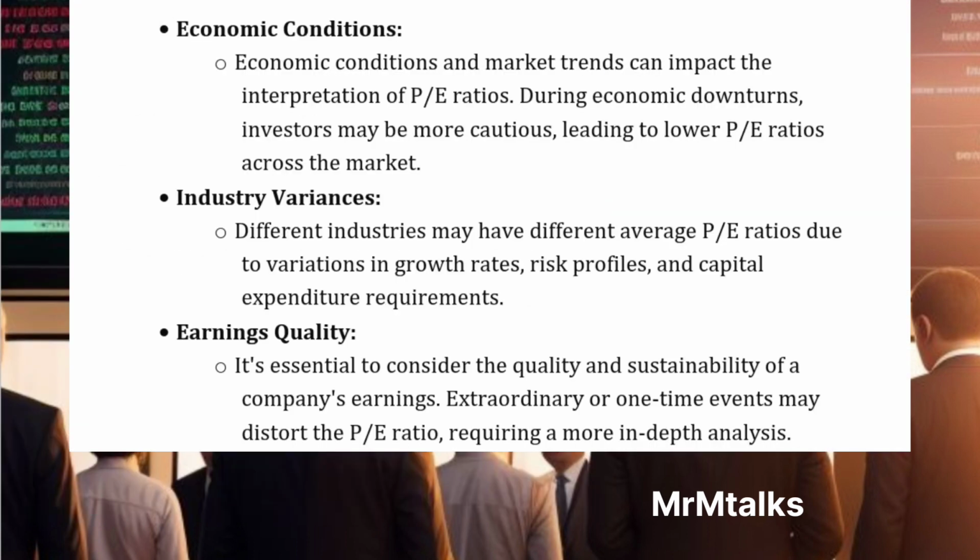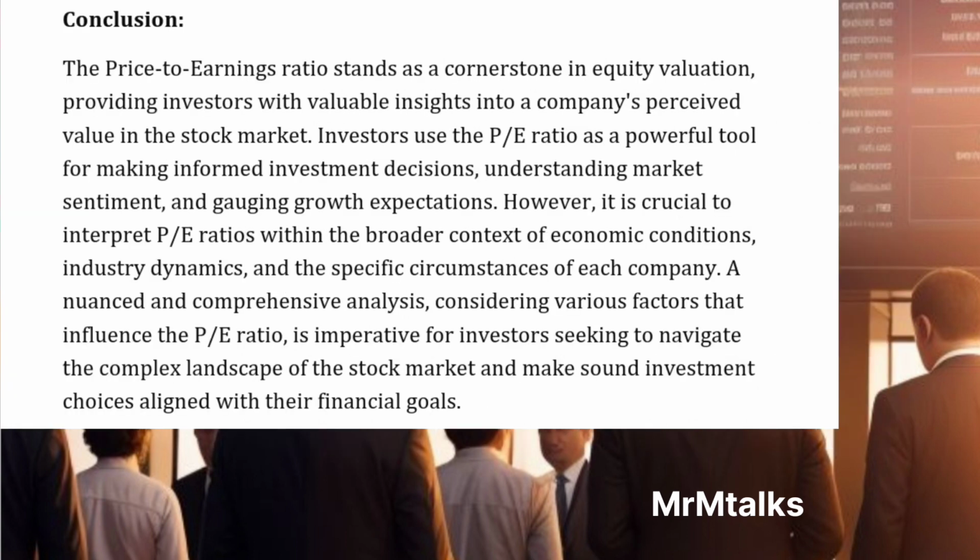Considerations and limitations. Economic conditions. Economic conditions and market trends can impact the interpretation of PE ratios. During economic downturns, investors may be more cautious, leading to lower PE ratios across the market. Industry variances. Different industries may have different average PE ratios due to variations in growth rates, risk profiles, and capital expenditure requirements. Earnings quality. It's essential to consider the quality and sustainability of a company's earnings. Extraordinary or one-time events may distort the PE ratio, requiring a more in-depth analysis.